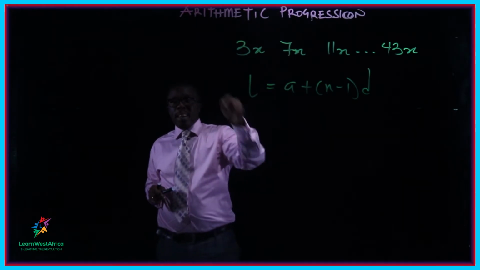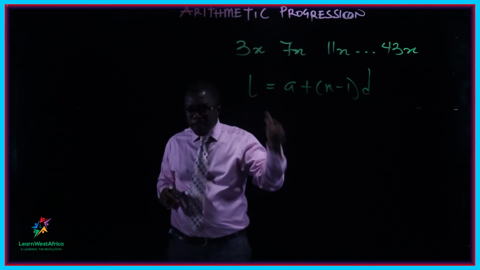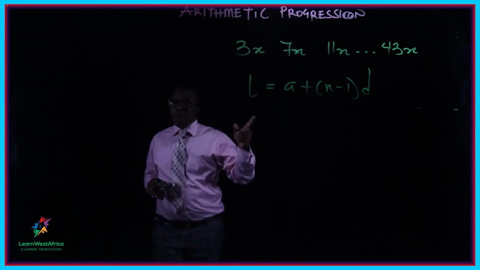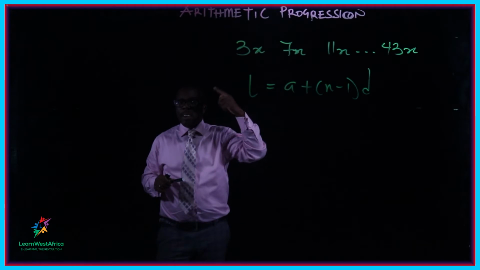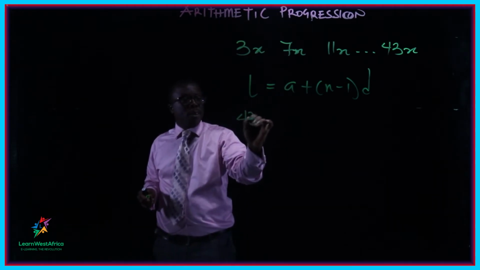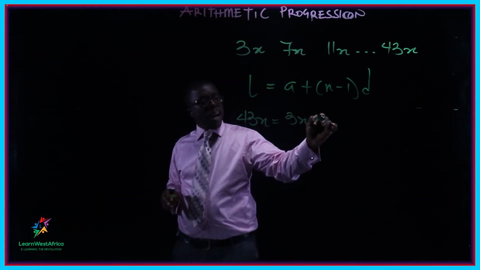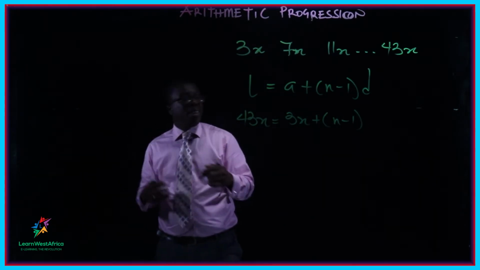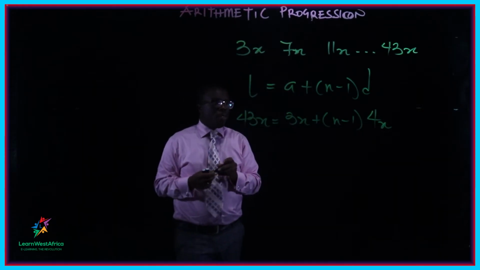In an event where we use the last term L, N then becomes the number of terms found within the AP. So in this problem, the last term is 43x, and hence the N, when we resolve it, will give us the number of terms in the AP. All right, so let's move on. We have 43x is equal to A, which is 3x, plus N minus 1 times D, our common difference, which is 4x, because 7 minus 3 gives 4.